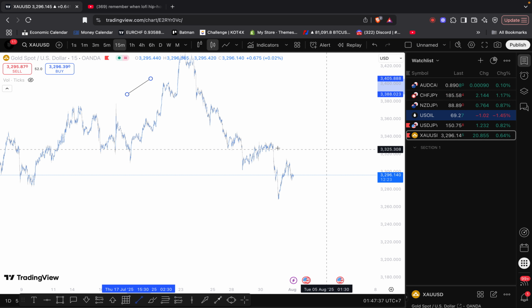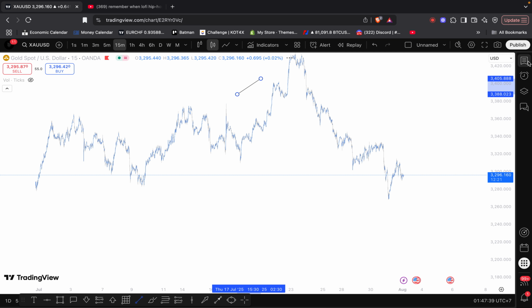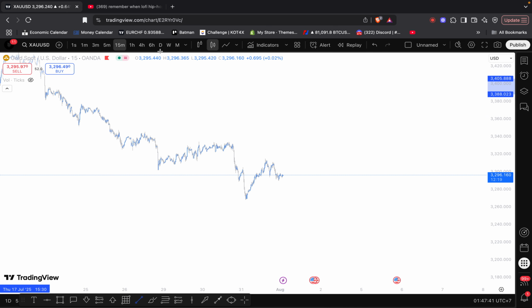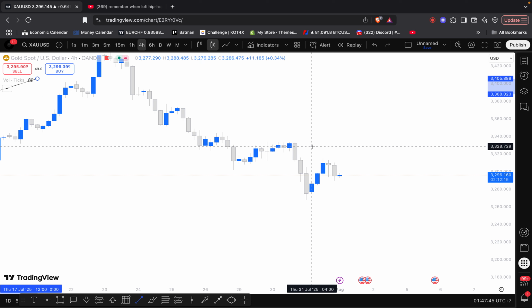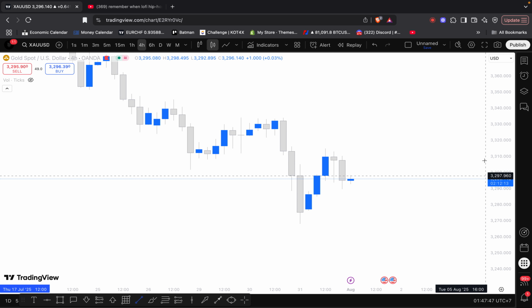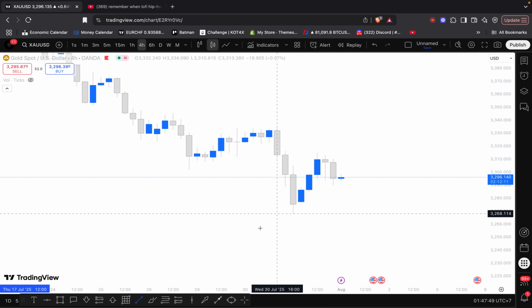So the first thing that I usually do on gold is, when I'm trading gold, I usually go on the 3 minute and the 4 hour time frame. The 4 hour time frame I kind of use for a more directional bias. So I like to zoom in on the 4 hour time frame and just see what's happening.